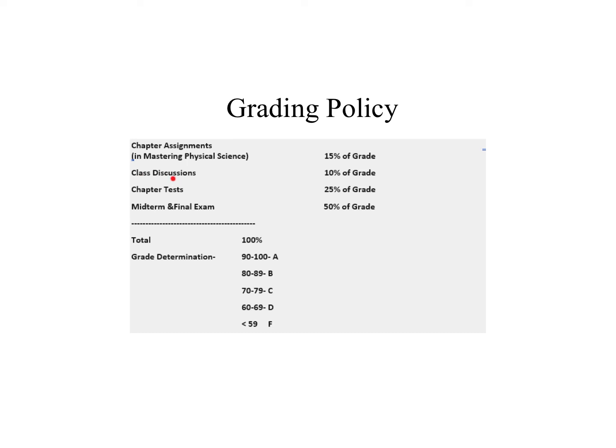The class discussions, you're going to have 3 different discussion boards that you're going to have to participate in over the course of the semester, and those discussion boards will constitute 10% of your grade. And then each week, in addition to a homework assignment, you're going to take a test, and the test will be over the chapter that you were expected to read, and all of the chapter tests will comprise 25% of your grade. And so these first 3 items, they represent the online portions of the course, and that gives you about 50% of your grade is from the work you're doing online.